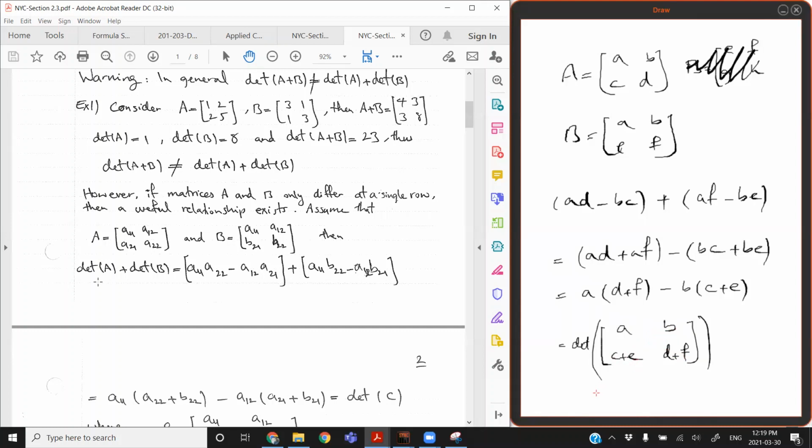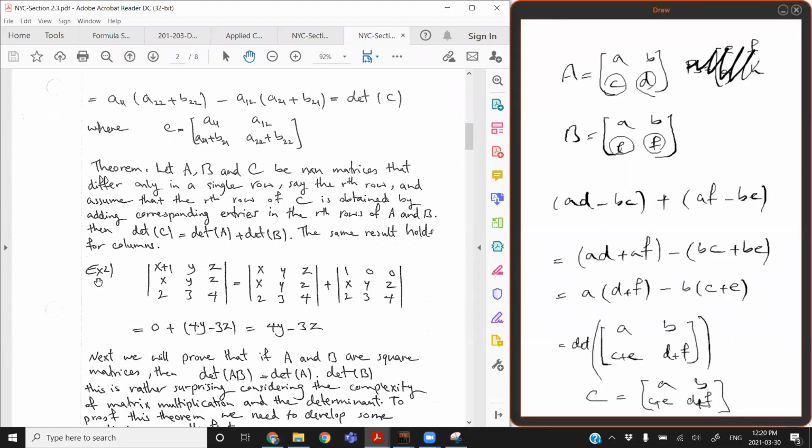Okay? So if I have a new matrix that I call C, and this new matrix has the same first row as A and B, A, B, but the second row is the sum of the second row of A and the second row of B, that's C plus E, D plus F. Then I can say that determinant of A plus determinant of B is equal to determinant of C. So notice that C is not the sum of A and B. C has the same first row as A and B, except the second row is the sum of the second row of A and the second row of B.